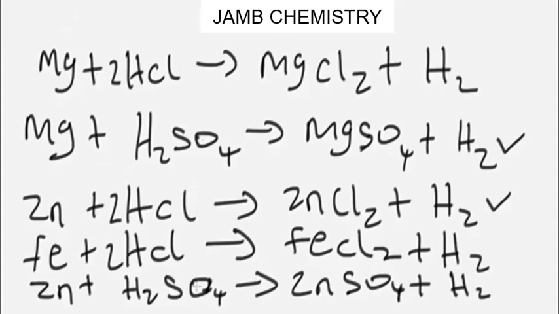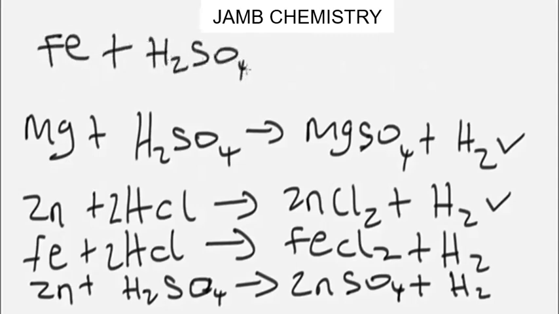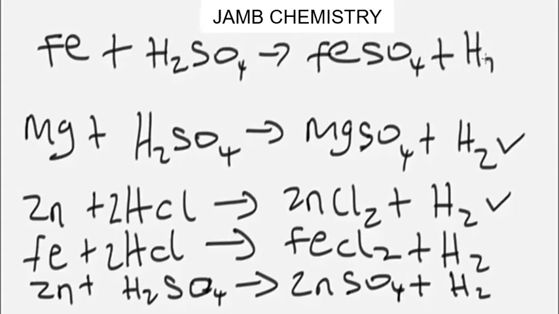Okay, now the last example I have here is when iron reacts with sulfuric acid. Let me wipe up. So when iron reacts with sulfuric acid, you're going to have the products to be iron sulfate plus hydrogen gas. Alright, iron is 1, hydrogen is 2, hydrogen is 2, sulfur 1, sulfur 1, oxygen 4, oxygen 4. So the chemical equation is balanced.